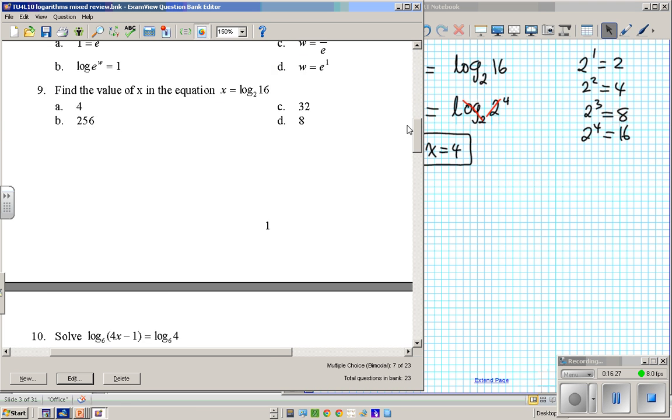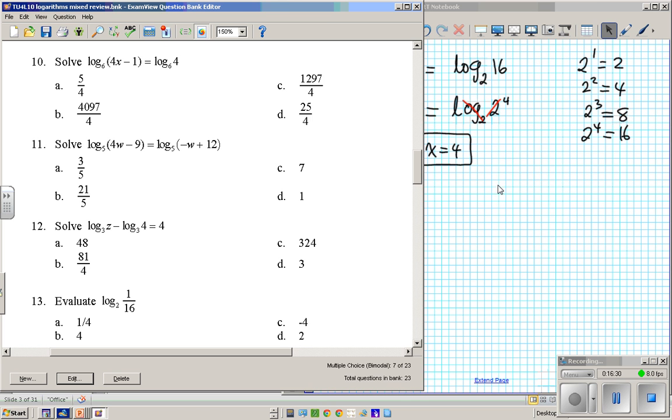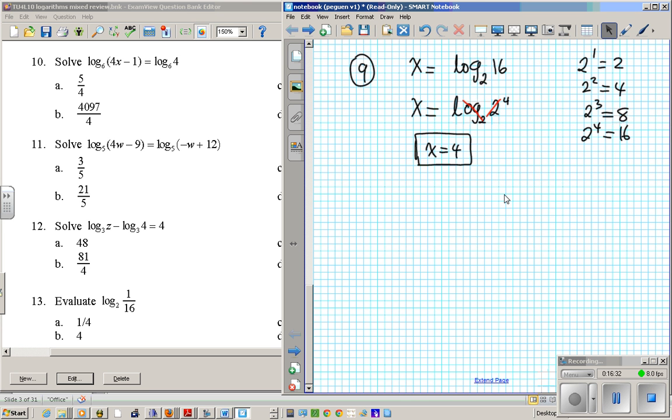Number 10, we're supposed to solve log base 6 of 4x minus 1 equals log base 6 of 4. The base is a 6, right? So I could put a big 6 on the left and a big 6 on the right, and I'm going to have little log base 6 of 4x minus 1 equals little log base 6 of 4 on the right side.